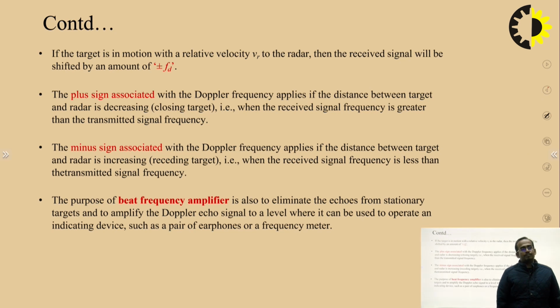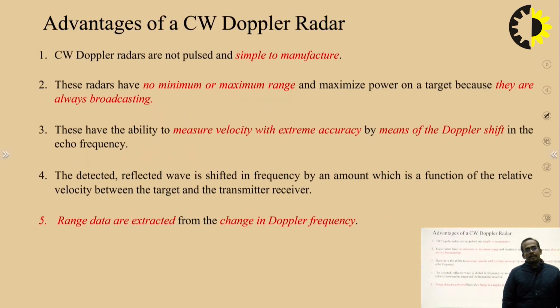The purpose of this beat frequency amplifier is also to eliminate the echoes from the stationary targets and to amplify the Doppler echo signals to a level where it can be used to operate an indicating device such as a pair of earphones or a frequency meter. Now, what is the advantage of this continuous wave Doppler radar? The CW Doppler radars are not pulsed and are simple to manufacture. These radars have no minimum and maximum range.